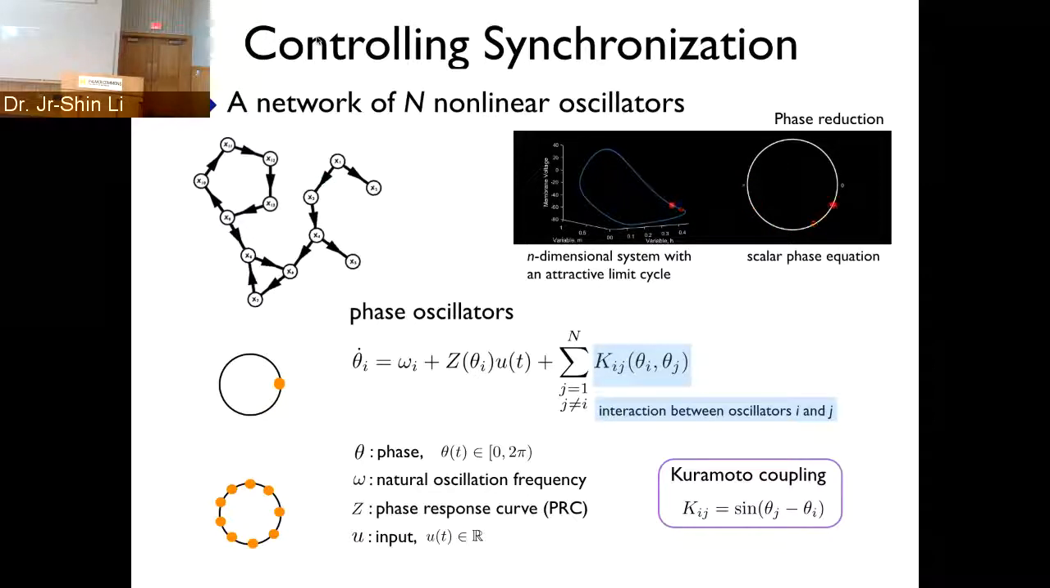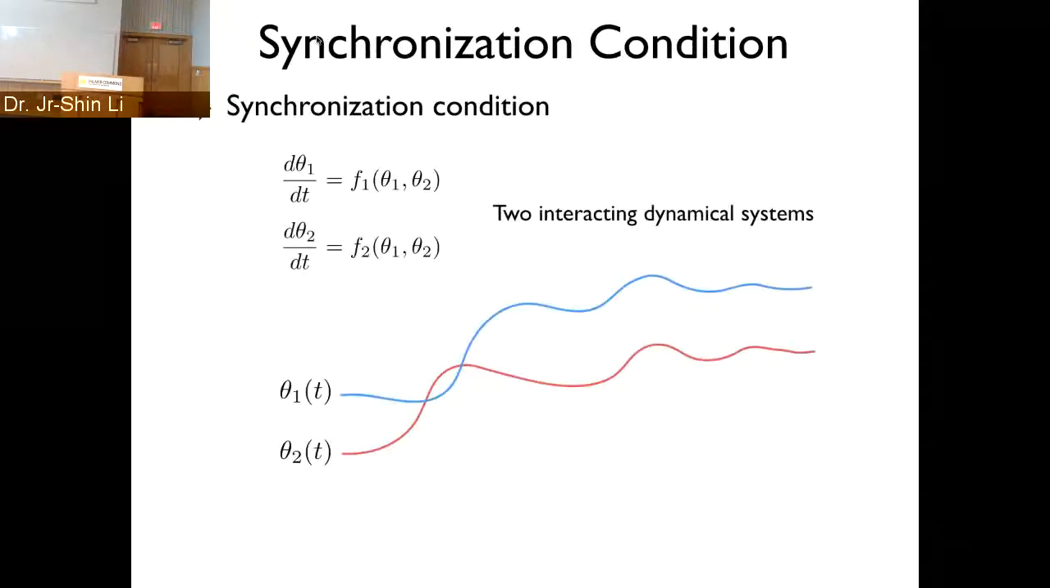Theta is the phase, and this is the oscillation frequency, and U is the input, and this is the coupling. If you consider Kuramoto models, the coupling would be a sinusoidal wave. So here we consider a population of neurons as oscillators, and we want to control synchronization.